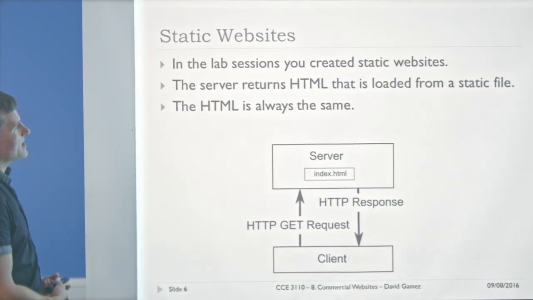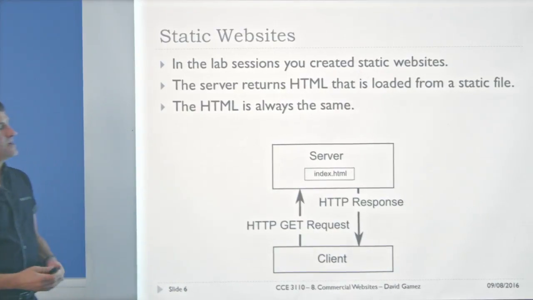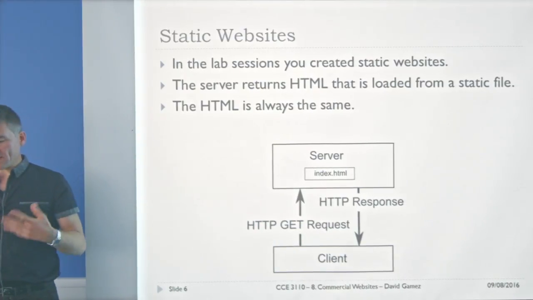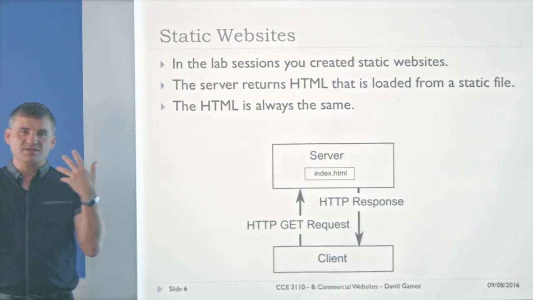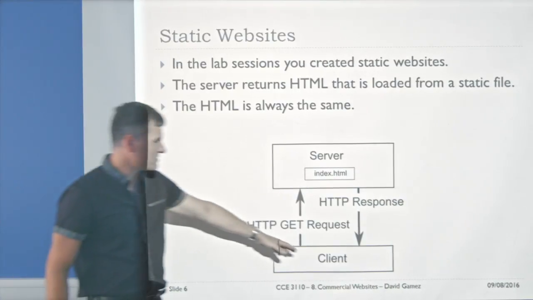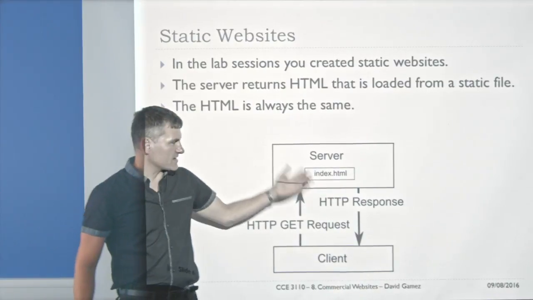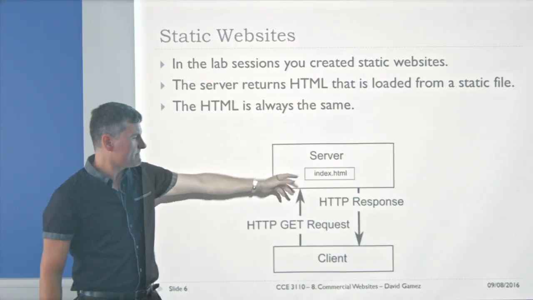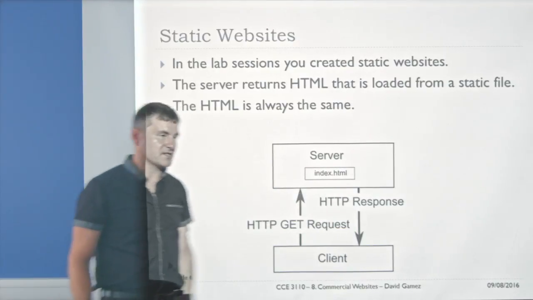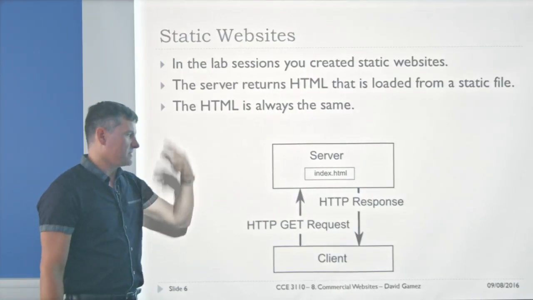Now with a static website, like in the lab sessions when you're doing your first index HTML page, you're writing down a bunch of HTML and saving it in a file. With a static website, all the web server does is go to that file, load up the HTML, and send that back to the client that requested it. So this is a very simple model. Here's the client, you on your browser. You send a GET request to the server, and that GET request is directed to a particular file on the server. The server looks inside that file, pulls out the HTML, and packs it into an HTTP response message. Easy peasy. The HTML is always the same.